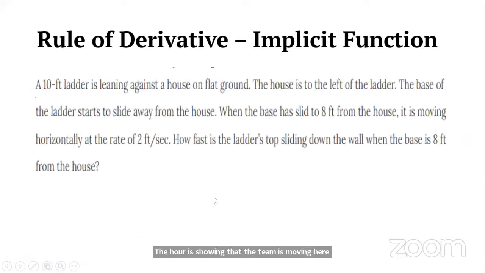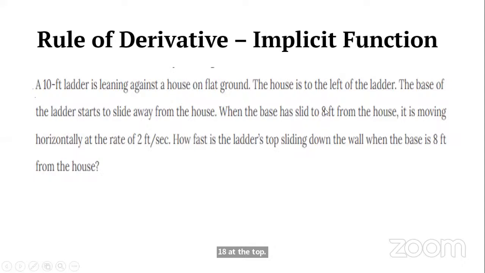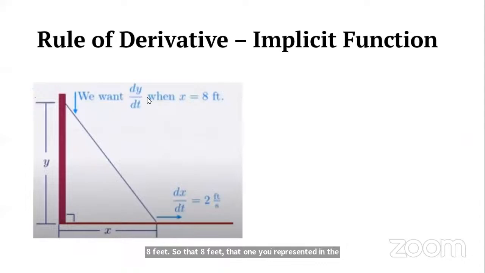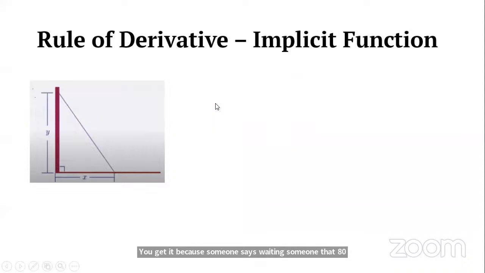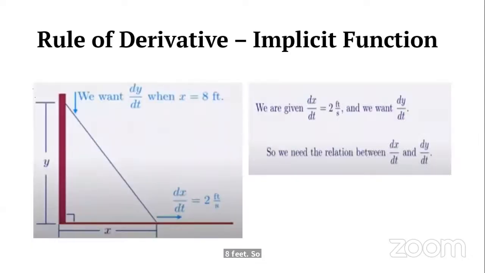And now the question is giving us again that the thing at the top, when the base has slid to 8 feet, that means that the thing slid down 8 feet. So that 8 feet you represent in the diagram, which is the 8 feet that we've written here. You get it? Because someone has written 18 feet. That's why I'm putting more attention into that here. They say 8 feet. So now we are given the two values.